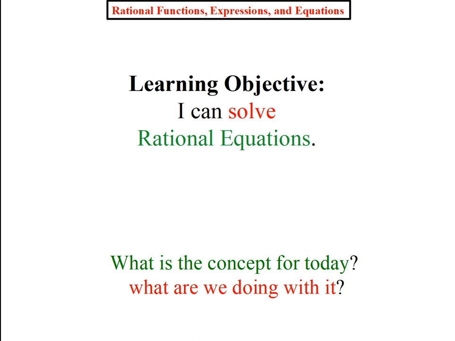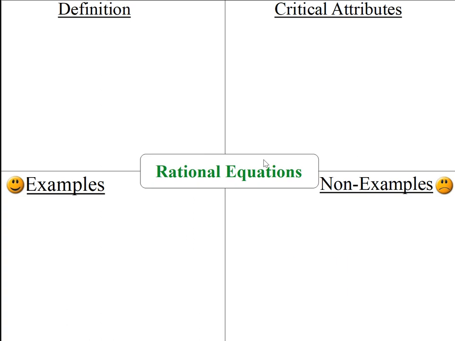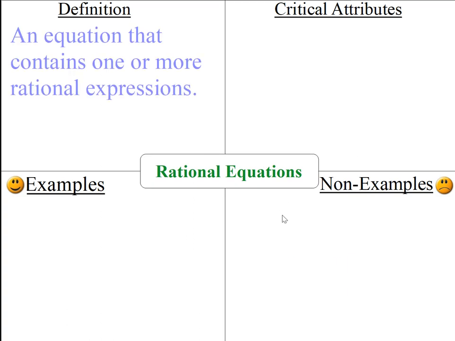So what is our main concept for today? Rational equations. That goes in your FAIR model. Good. And here goes the definition. Rational equations are equations that contain one or more rational expressions. By now you should know the definition of a rational expression. Can you picture a rational expression? So according to the definition, rational equations are equations that contain one or more rational expressions.